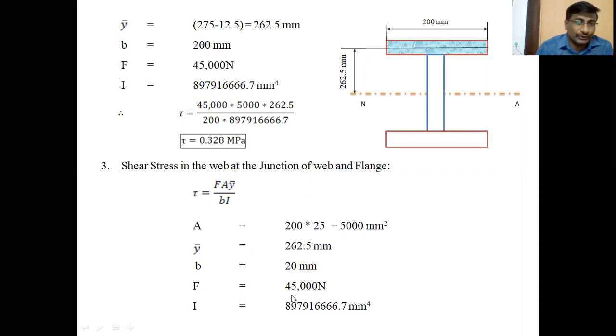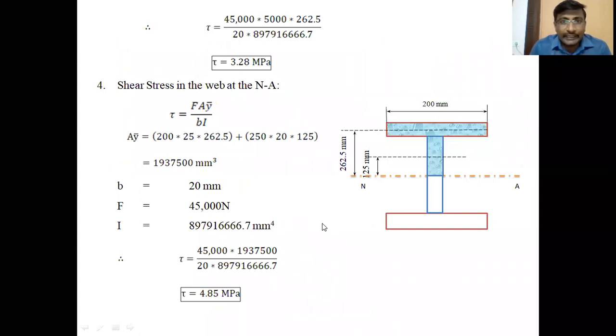Therefore, upon substitution of all the parameters into the given equation, F A y bar by B into I, we get 3.28 megapascals as the shear stress in the web at the junction. Clear, students? The shear stress suddenly changes from 0.328 to 3.28 megapascals from flange to web.